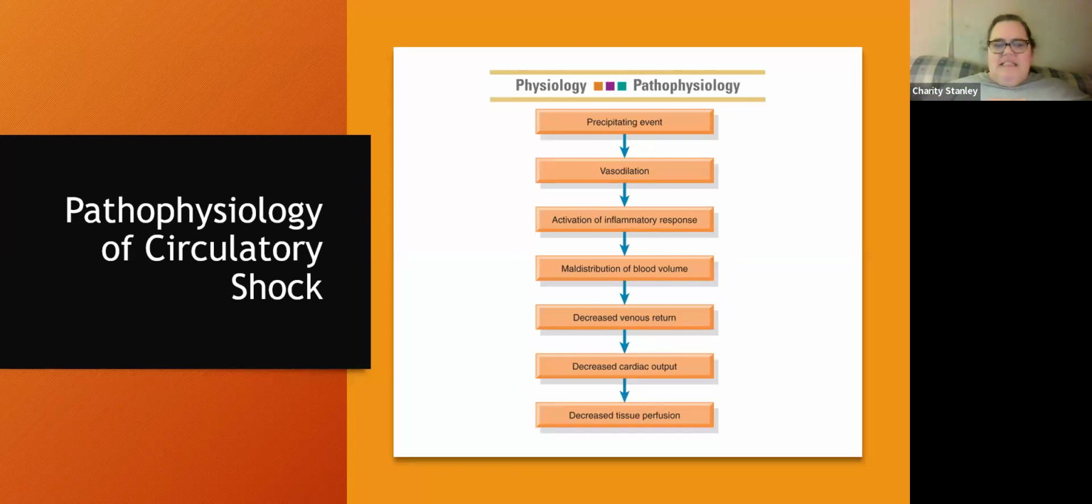So what is happening in circulatory shock? We have some kind of precipitating event, okay, whether that be neurogenic shock from a spinal injury, or bacteria in the blood, septicemia. So septicemia literally just means there's bacteria that's living in the bloodstream. It does not mean that you're going to go into septic shock.